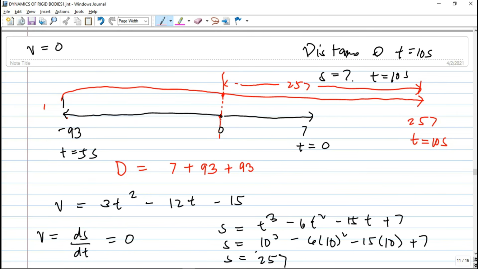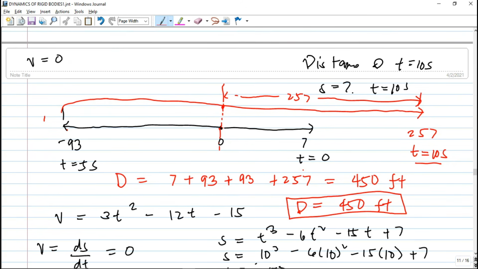Then from this origin to the final position wherein time is 10 seconds, that is plus 257. Then we get the distance traveled by this particle. Okay, so the distance traveled by the object is 450 feet. So this is an answer. So D equals 450 feet.